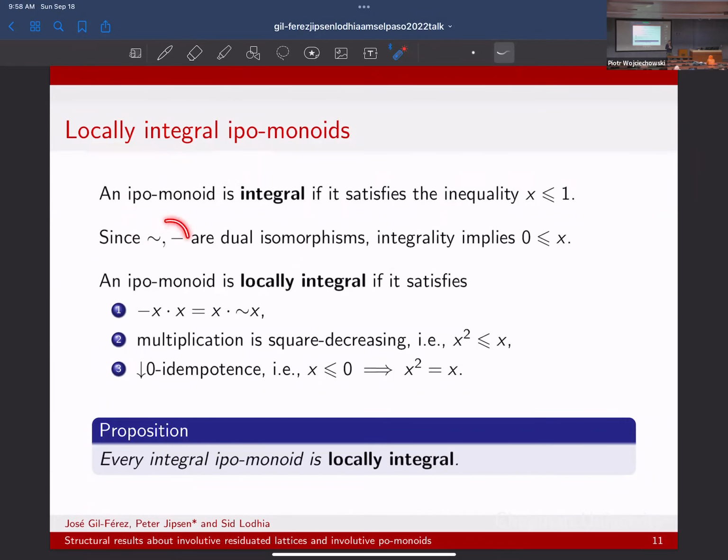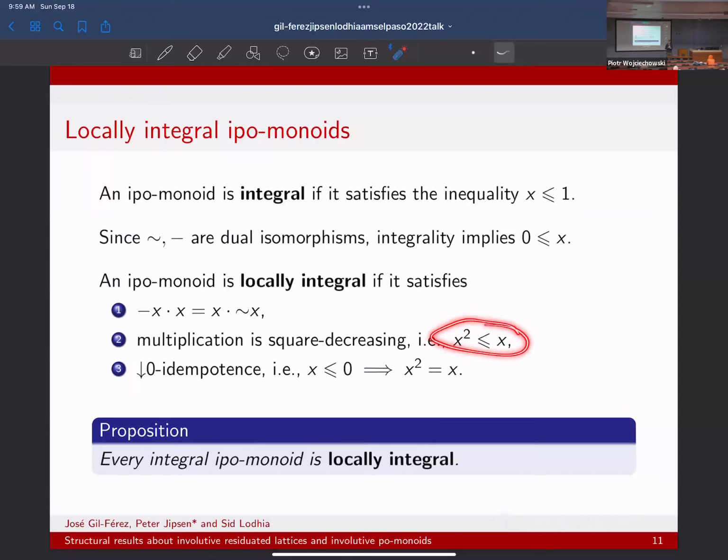So since these two operations, tilde and minus, are dual isomorphisms of the lattice structure, I can deduce that 0 is less than x, and the IPO monoid is locally integral if it satisfies these three properties. The first one is this balance, from which we can deduce that if we put a tilde on the one side and a minus on the other side, we're also still equal from a previous lemma.